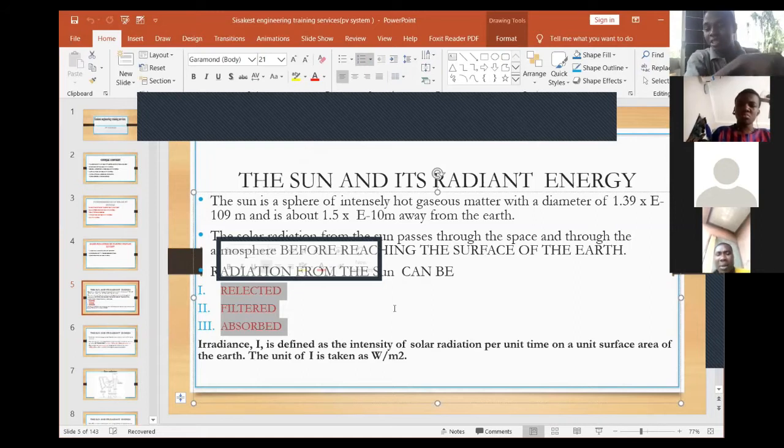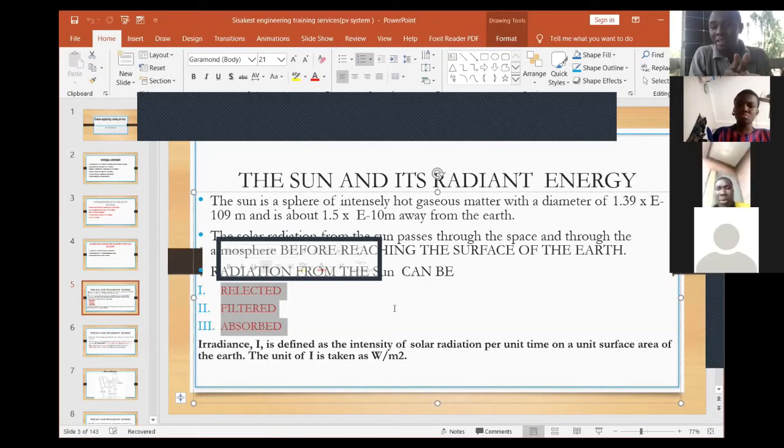There is a part of the radiation that you point, like the beam of a torch, that will reach where you are actually pointing it. Also, there is some that will be absorbed within the material medium. So these three things happen to the sun's radiation as it comes towards the earth's surface.